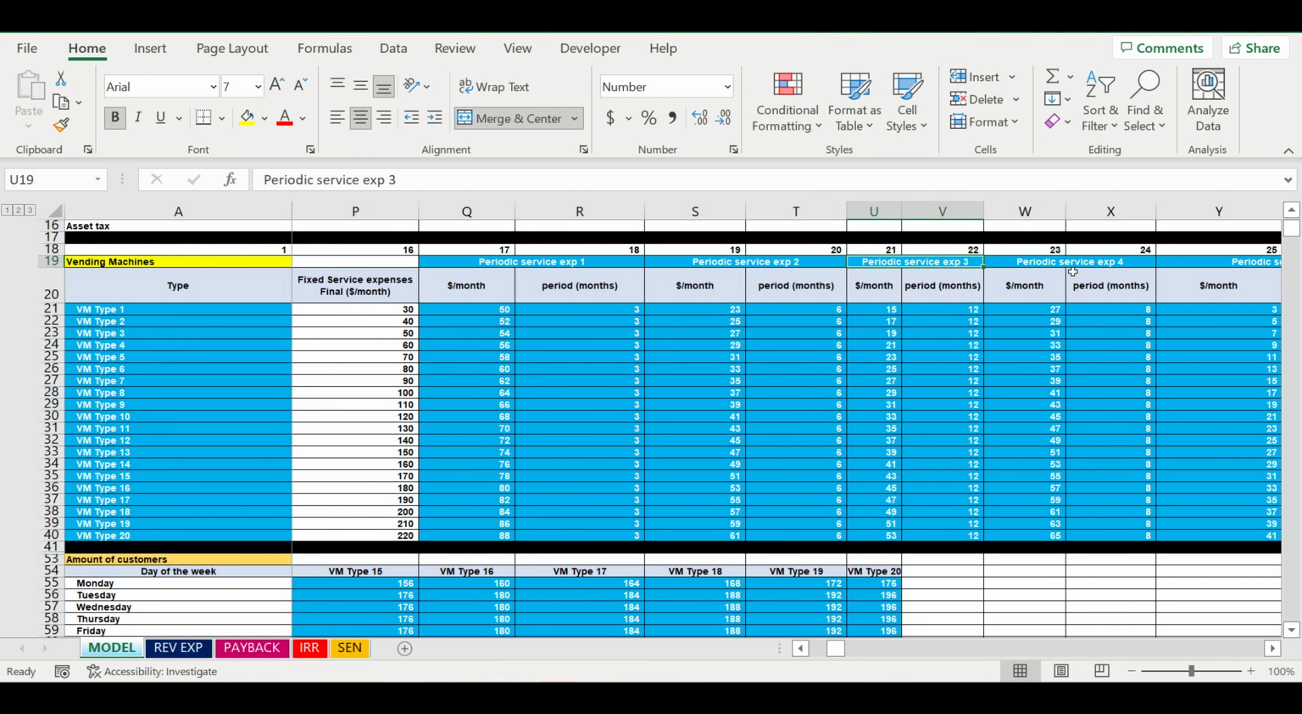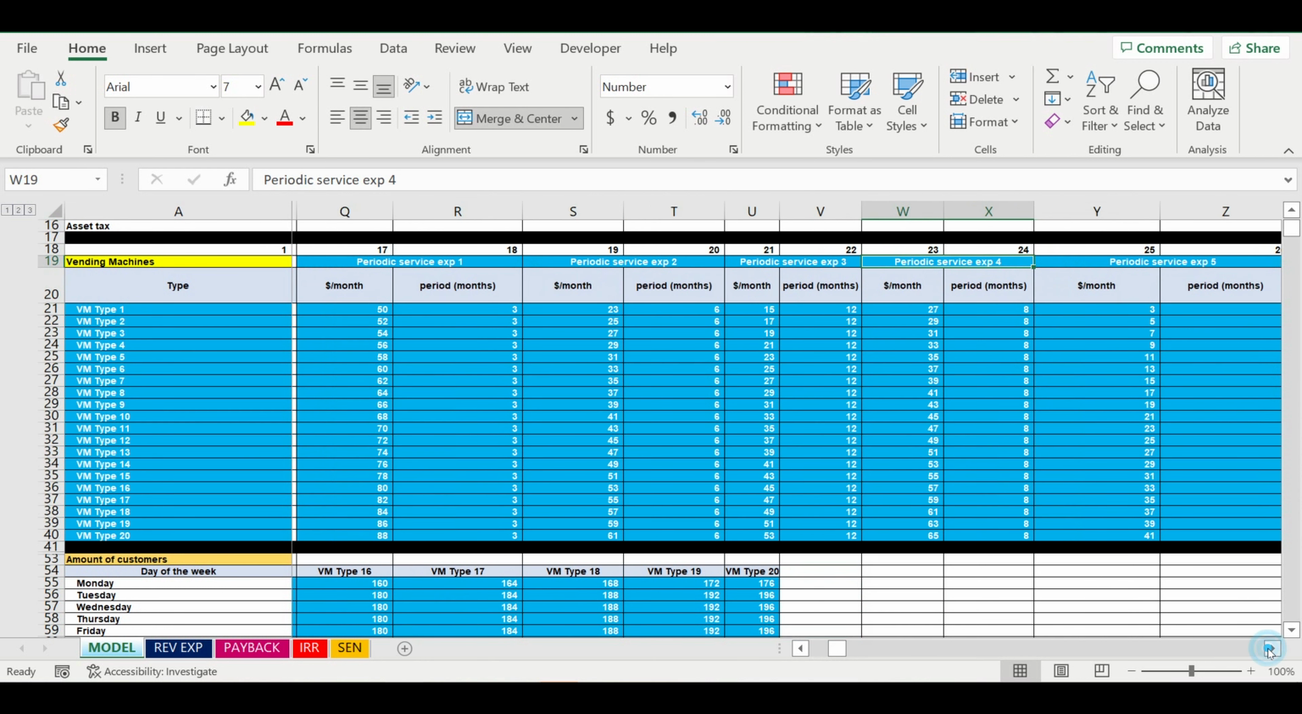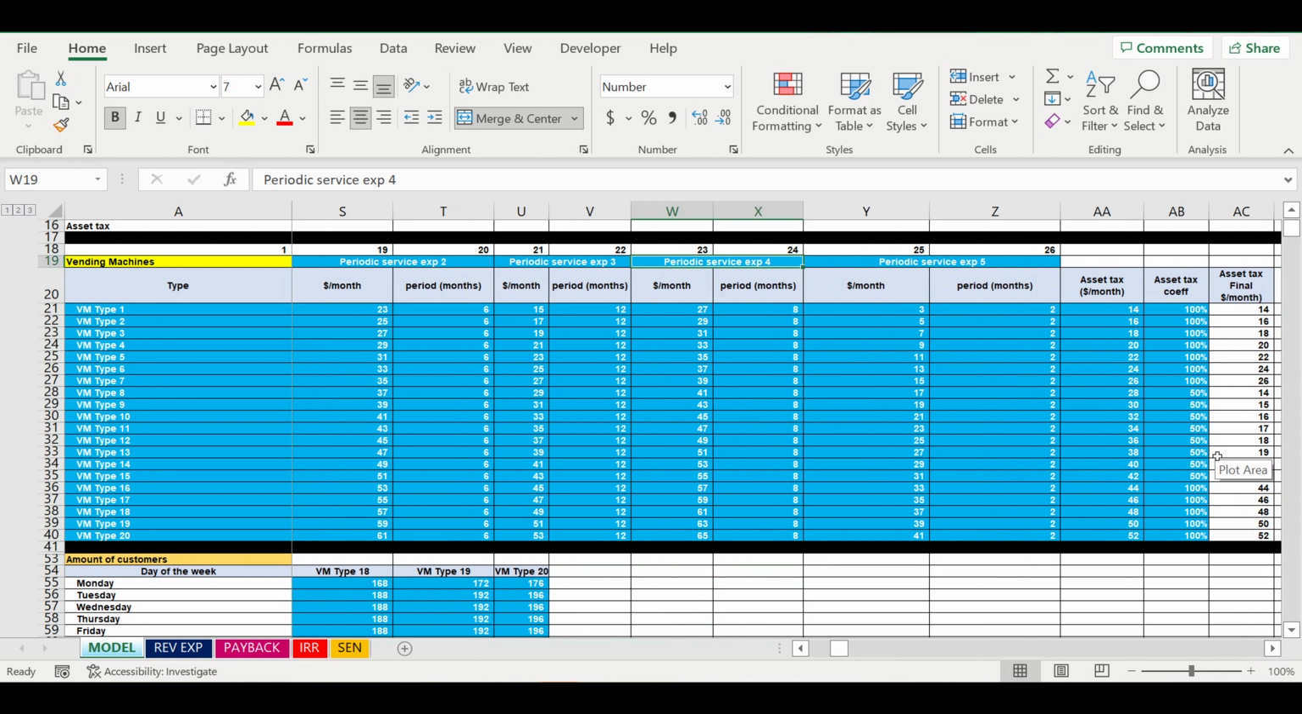So we have different service expenses, and for them we can specify not only the values but also how often we pay this or that expense.